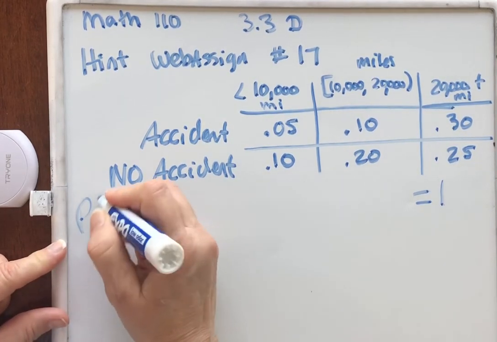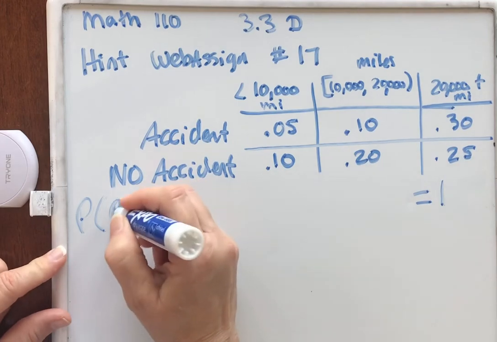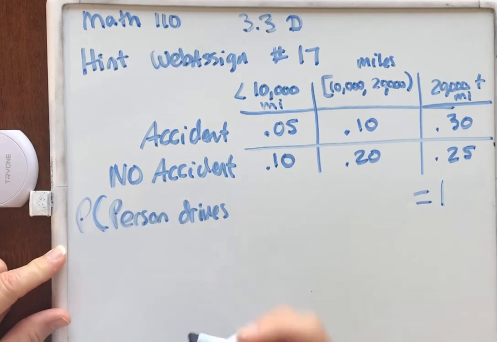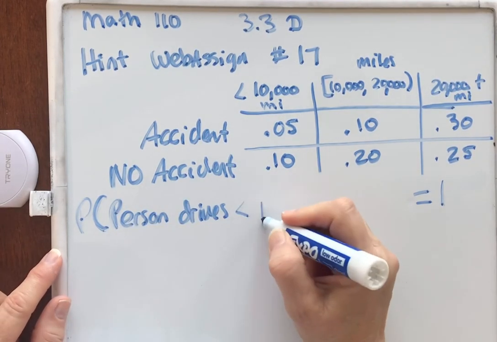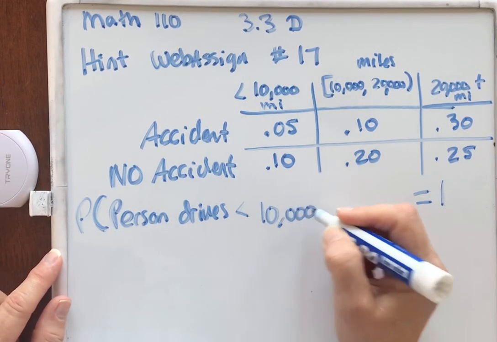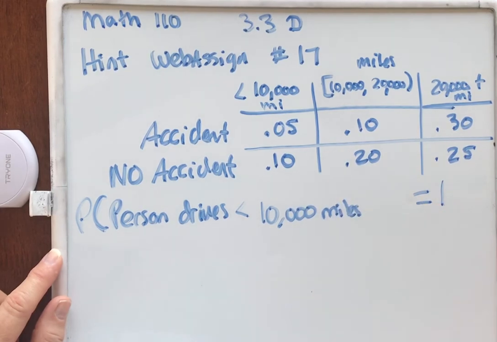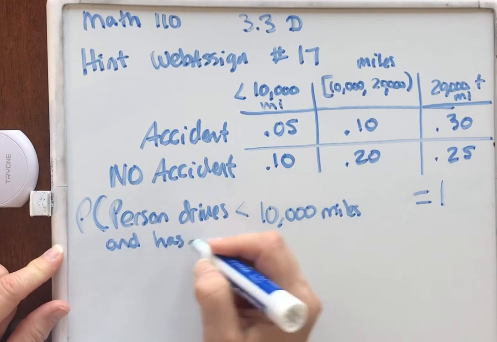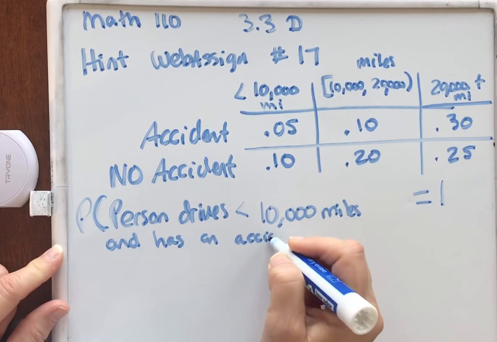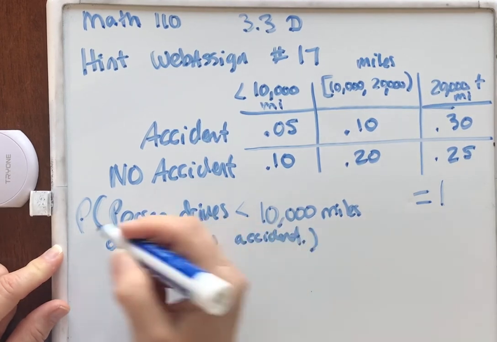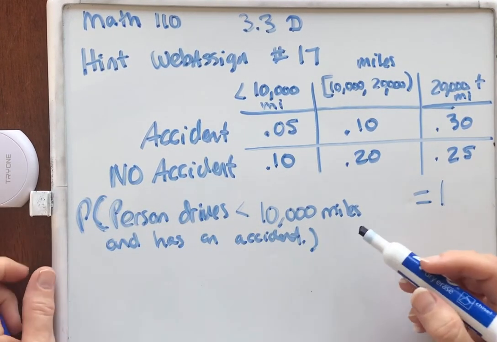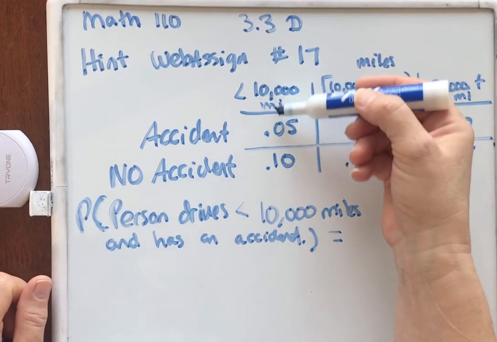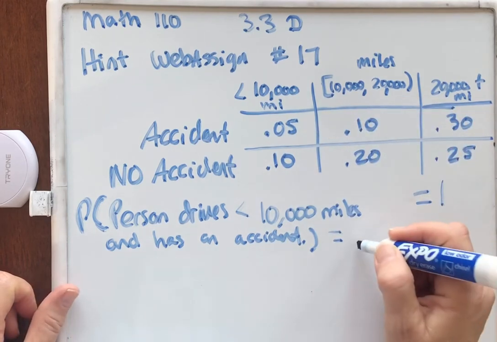Okay, so we're going to look now at the probability a person drives less than 10,000 miles and has an accident. What's the probability a person drives less than 10,000 miles and has an accident? Well, that's right here. Less than 10,000 miles and has an accident is 0.05.